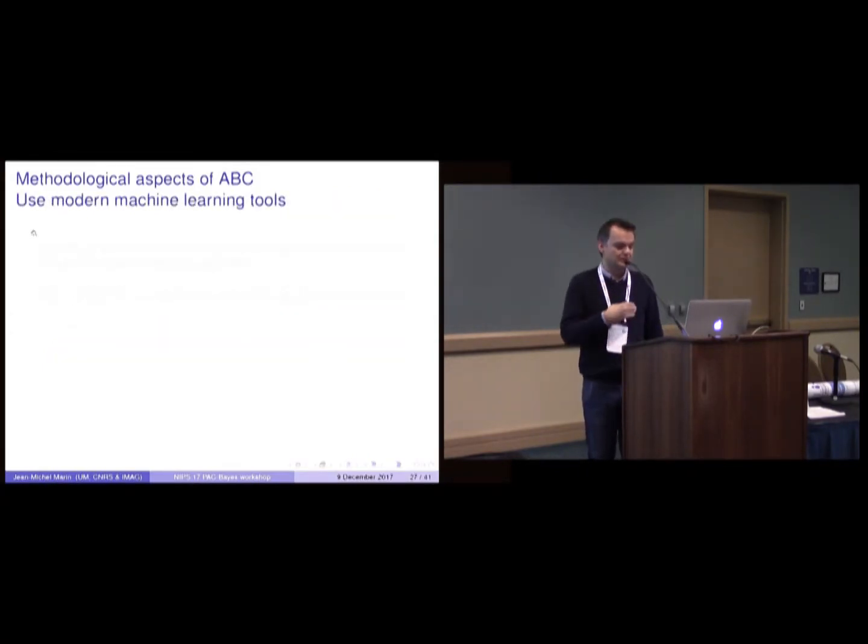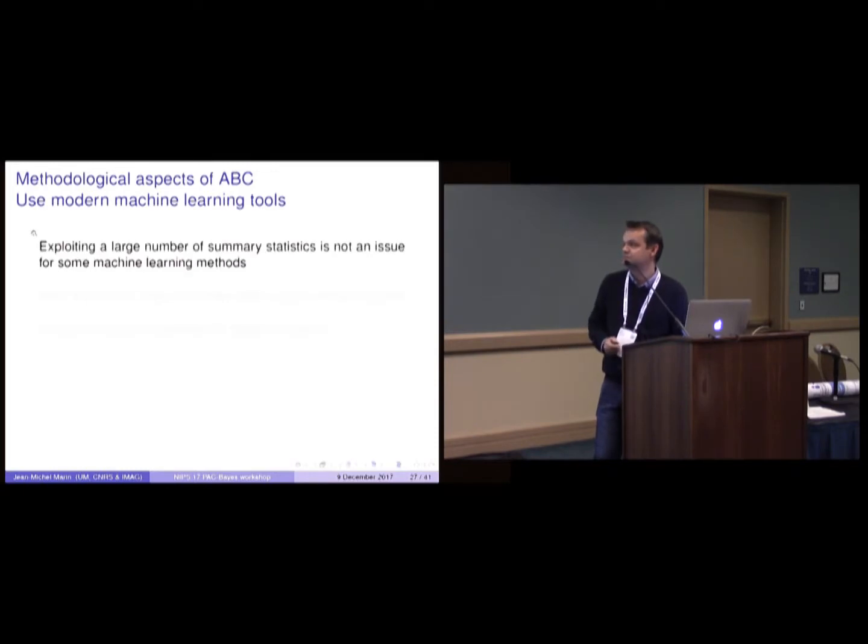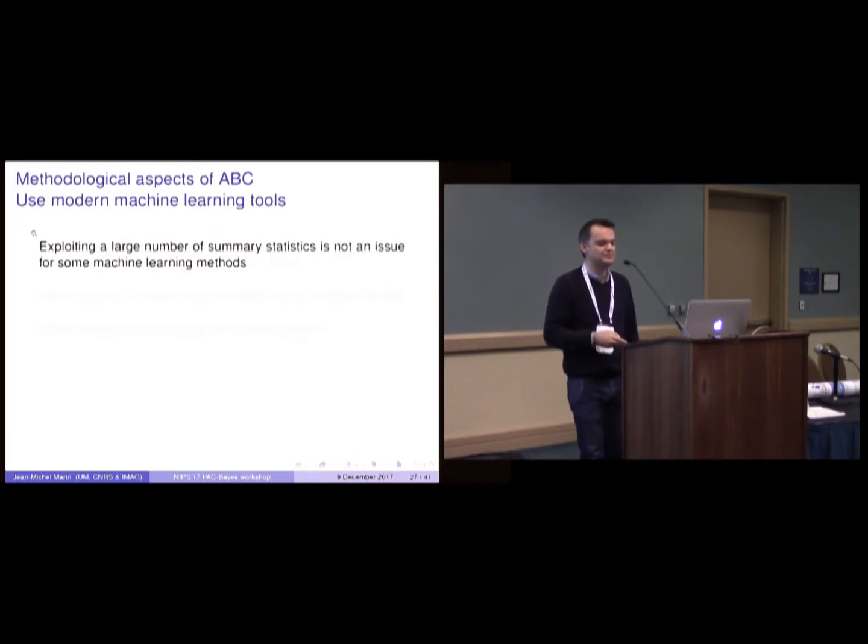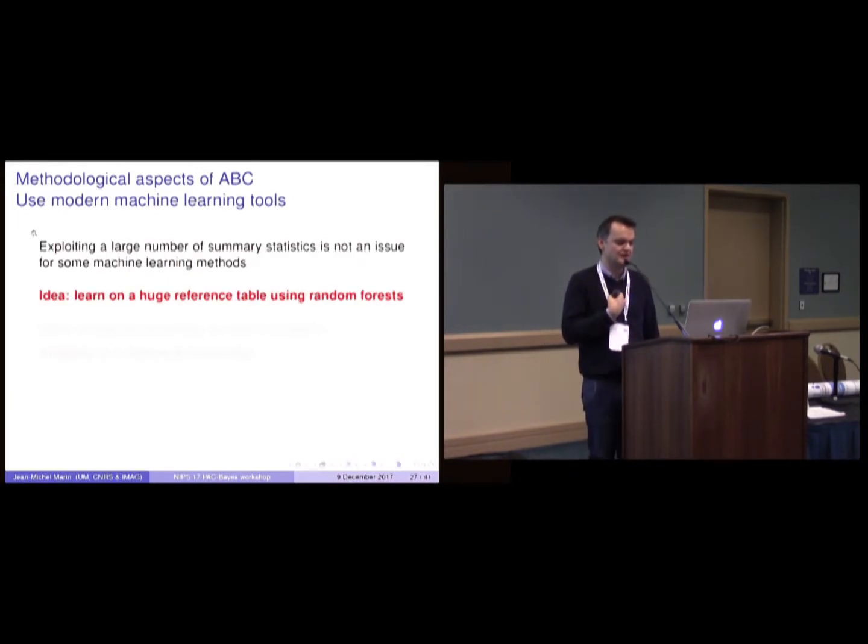And okay, we say avoid the k-nearest neighbor approximation and try to use more modern and clever machine learning tools on this table. That's what we would like to do, and that's what we have done, and also Kai and some others have done that. I will show you. Exploiting a large number of summary statistics is not an issue for some machine learning methods, and our idea is to learn on a huge reference table using random forest. I will explain why random forest.